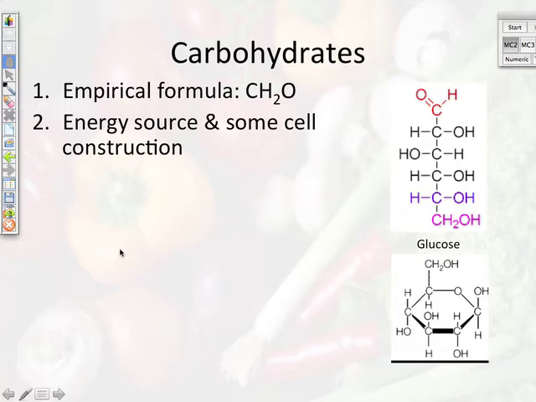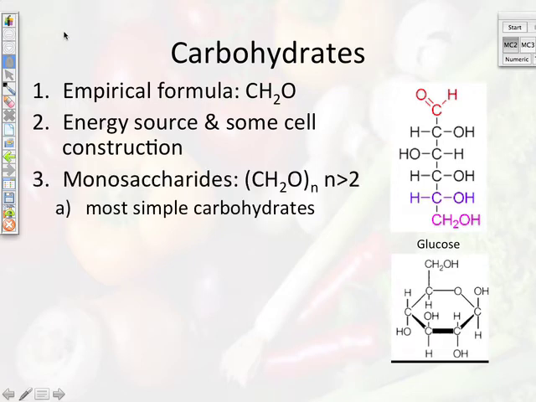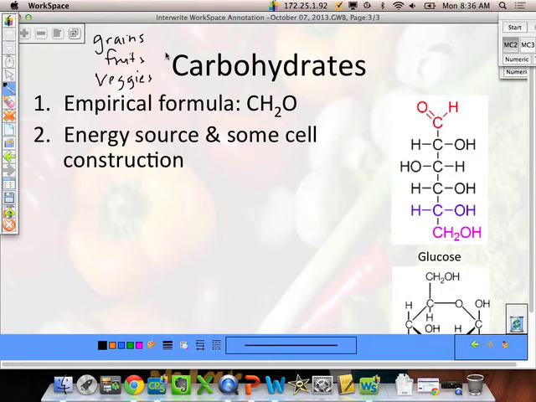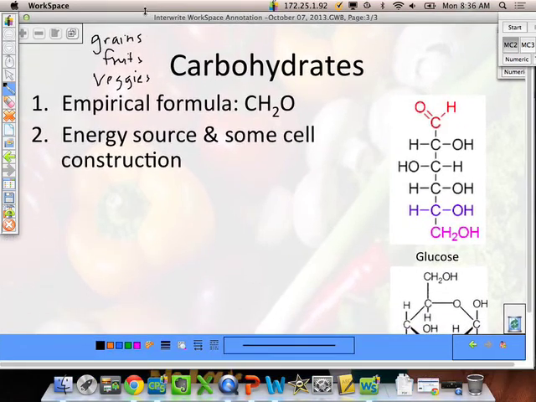They are a great energy source and also are used for some cell construction. And you probably know this already, but they're coming from grains, fruits, vegetables. And we know that each of these things are formed by photosynthesis.